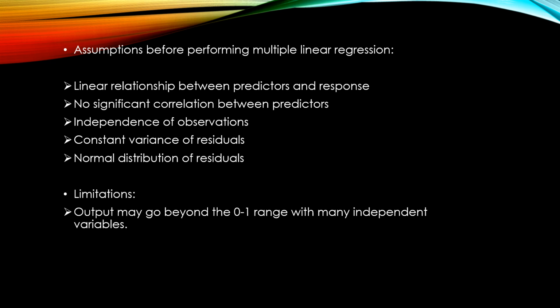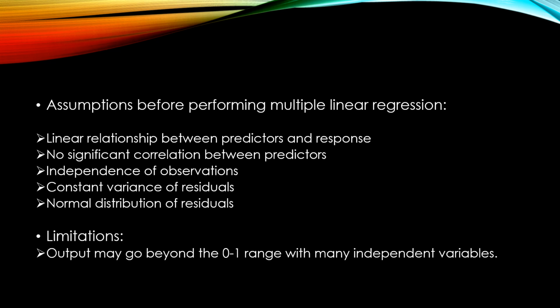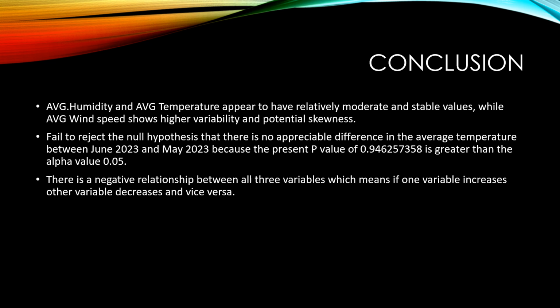And now to conclude, the average humidity and average temperature appear to have relatively moderate and stable values, and it fails to reject the null hypothesis. And in linear regression, there is a negative relationship between all the three variables, which means if one variable increases, the others decrease. Thank you.